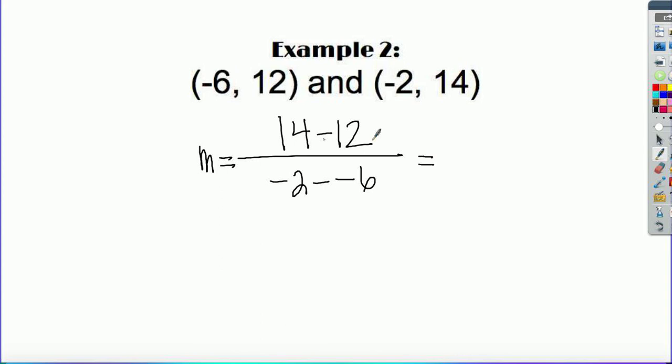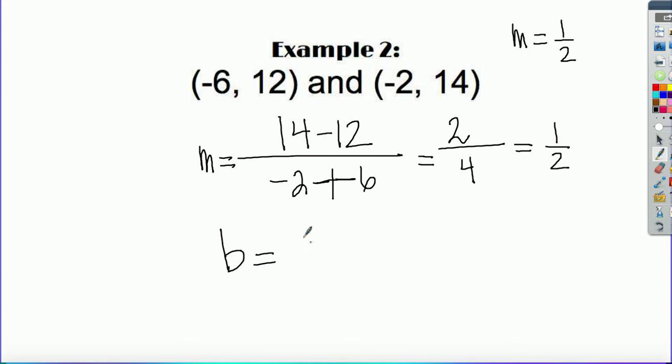Our numerator, 14 minus 12, is 2. Our denominator, -2 minus -6, is really like a -2 plus 6, which comes out to be 4. 2/4 continues to reduce to 1/2. So far we know our slope is 1/2. Now we have to find our y-intercept. We know that b is equal to y minus mx.